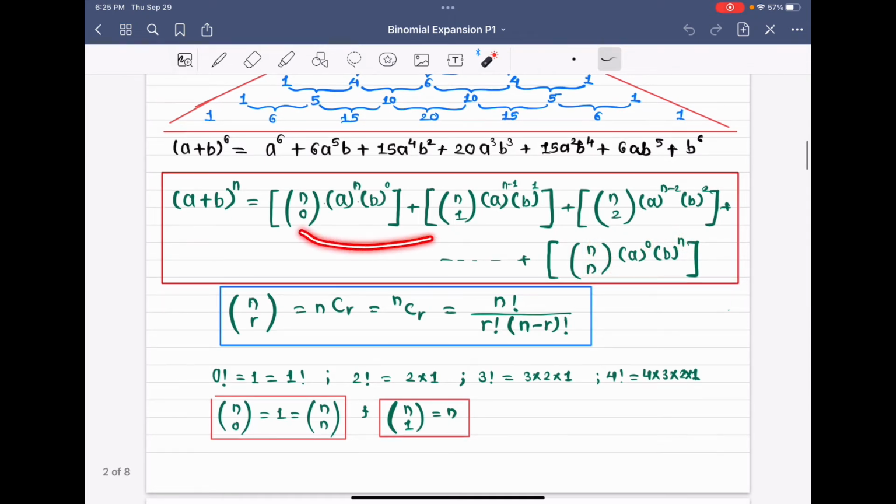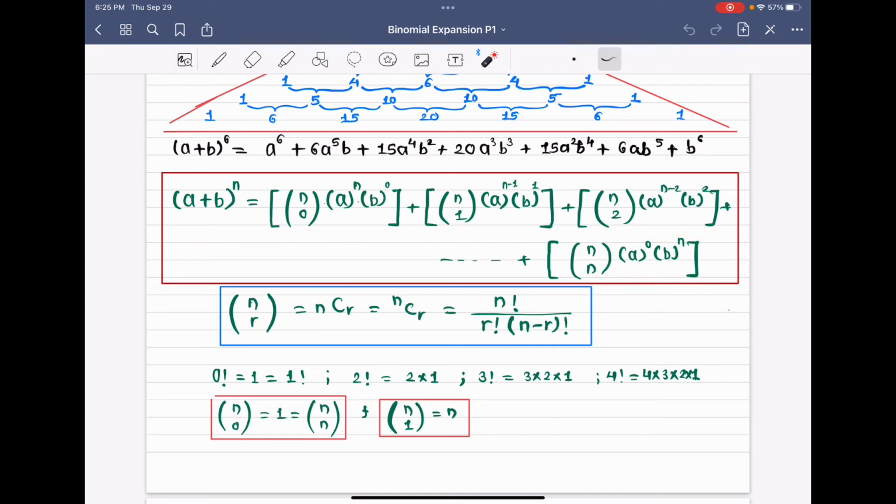So nC0 becomes nC1, nC1 becomes nC2, a raised to power is decreased, a raised to n becomes a raised to n minus 1, a raised to n minus 1 becomes a raised to n minus 2, and last term is a raised to 0. b raised to 0 becomes b raised to 1, b raised to 1 becomes b raised to 2, and last term becomes b raised to n. Please understand, every term has to be written in a bracket. If the middle sign is negative, then it will help you to make a better calculation.